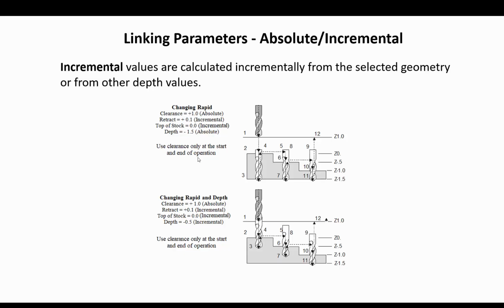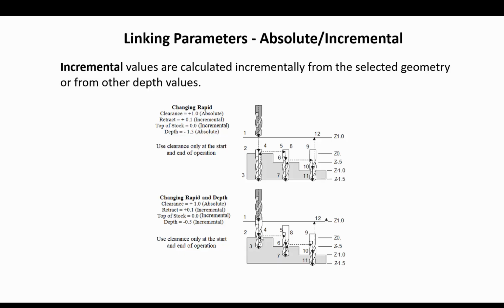It doesn't retract to the clearance level between each hole because we have this use clearance only at the start and end of operation enabled. In the second example, what is different is that we set the depth to minus 0.5 and incremental. You can see again the tool rapids to the clearance, and then it's rapiding down to the retract level, which is set to 100 thou incremental, and then we'll feed in just half an inch.